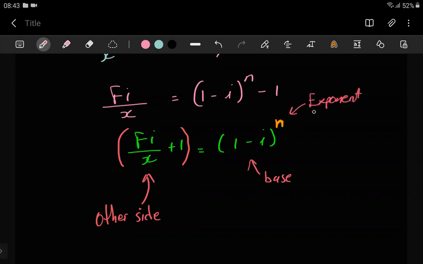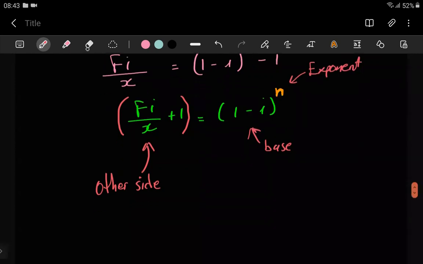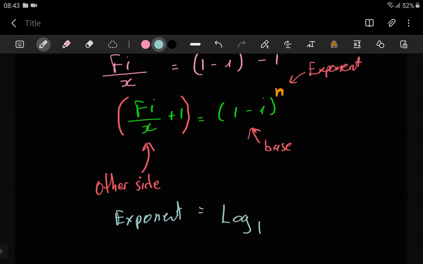So anytime you're able to get your equation to a format like this, you can easily isolate your exponent, because we said all we want at the end is the exponent on its own equal to log base, and whatever was on the other side. This is what we want to end up with.